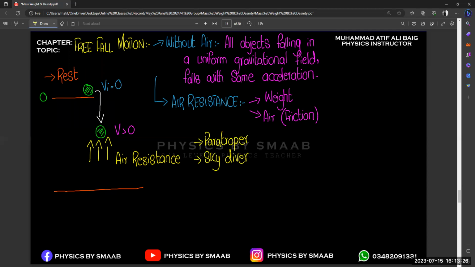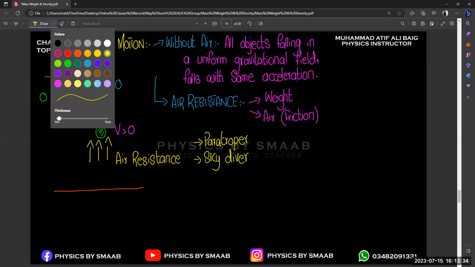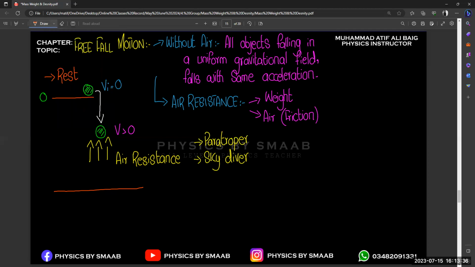This is a very general concept related to free fall motion, and we know that air resistance will always act in the opposite direction of the motion of a body. So that is also very normal. Friction, or frictional force, means we are talking about air resistance, which always acts in the opposite direction.